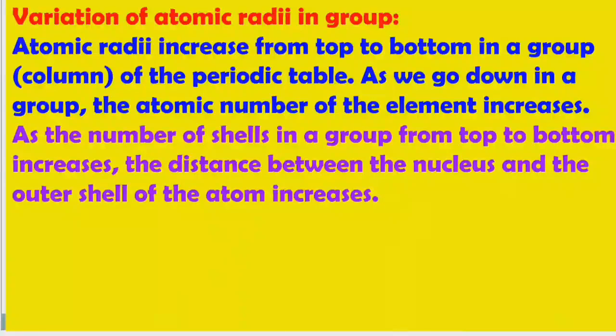As the number of shells in a group from top to bottom increases, the distance between the nucleus and the outer shell of the atom increases. As the atomic number increases, the number of shells present in that element increases. So, from top to bottom, atomic radius increases.